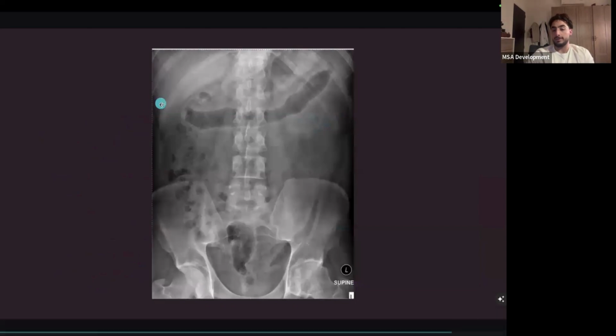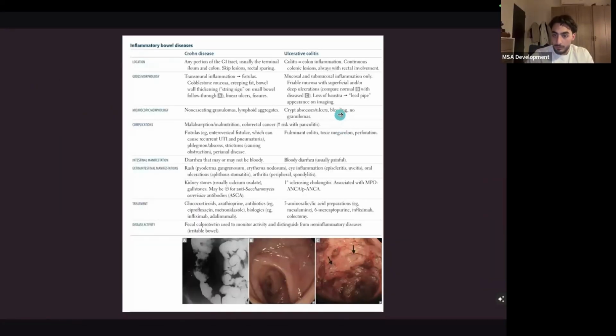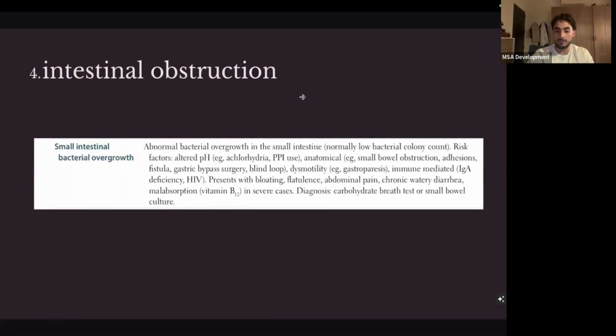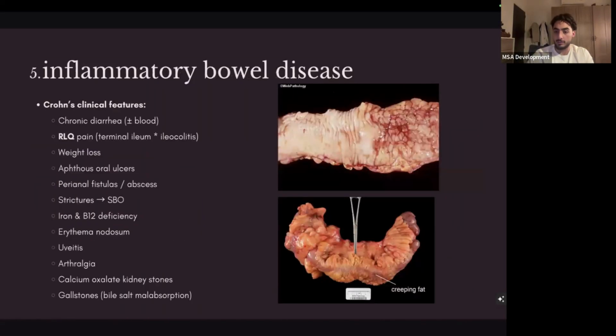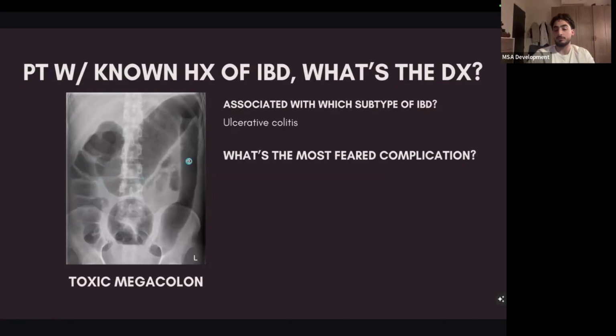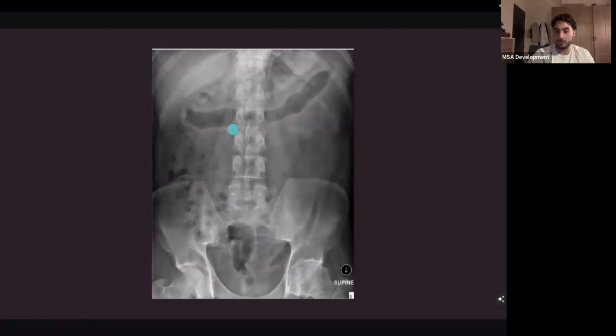And this is what the lead pipe appearance looks like, by the way, on X-ray. Remember, here we talked about the lead pipe appearance, loss of haustra. I'm not sure I have a picture of a normal X-ray, but if you look at a normal X-ray, you could see the haustrations. You could see them here in the colon, whereas here you don't see any of these haustrations anymore. This is called the lead pipe appearance.